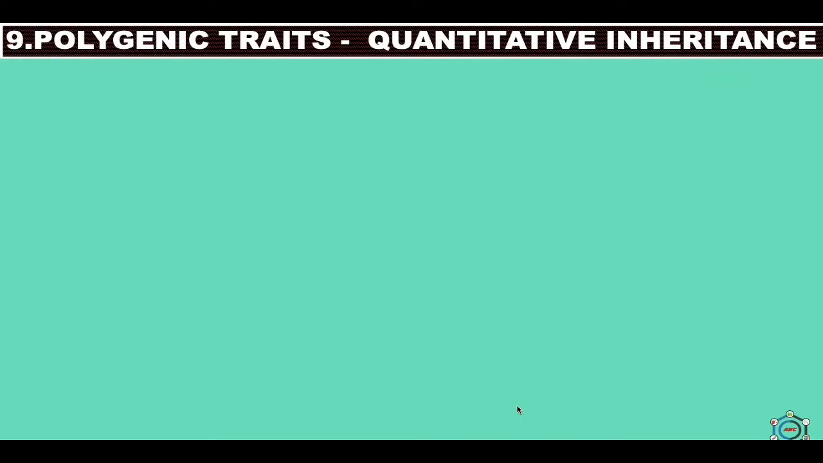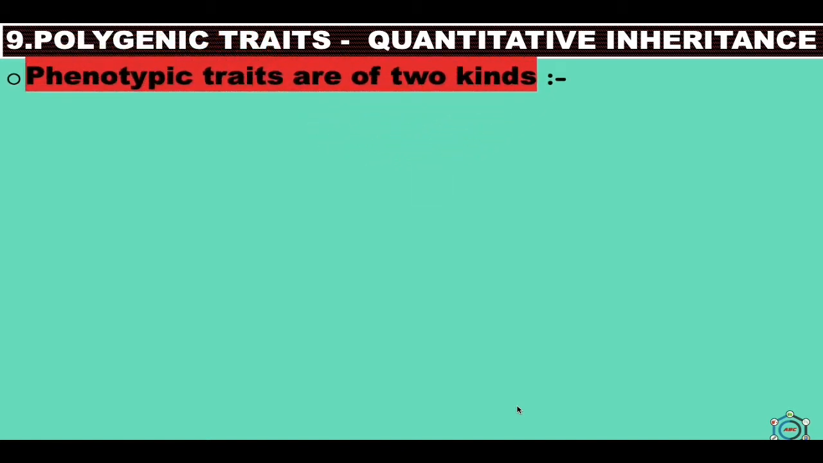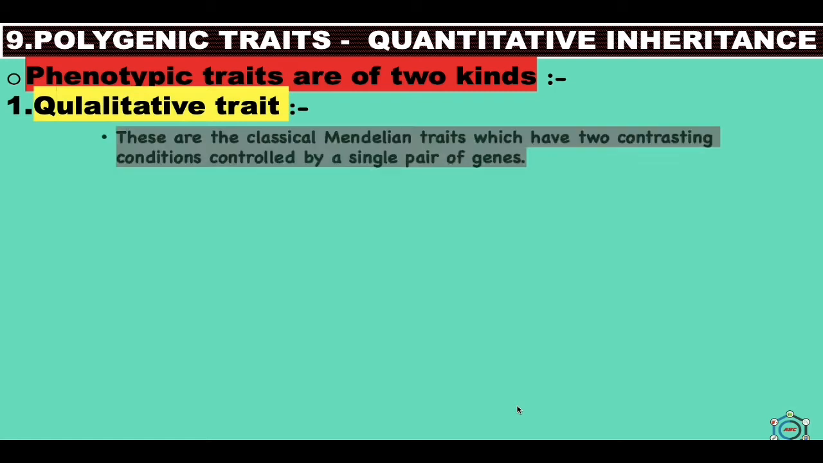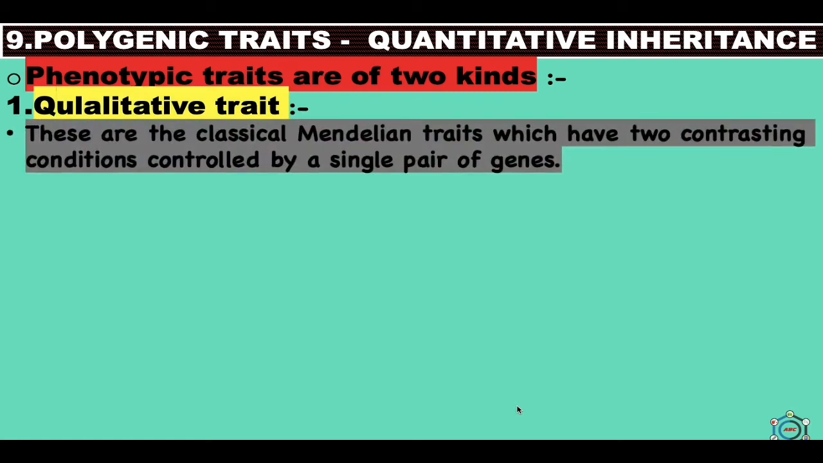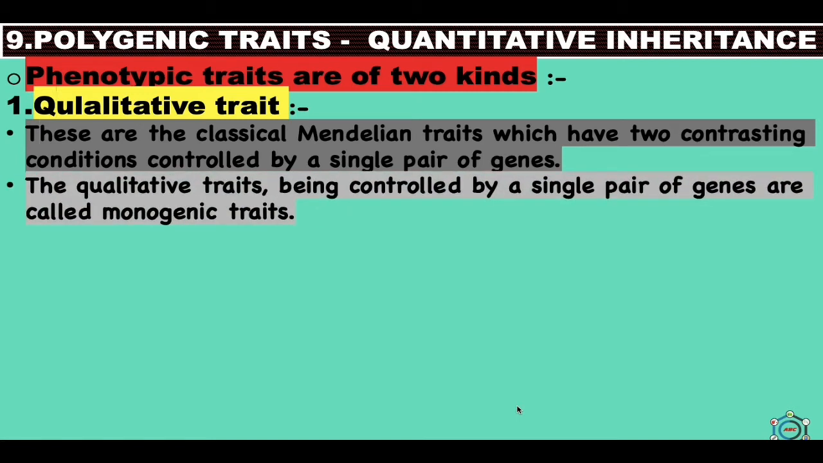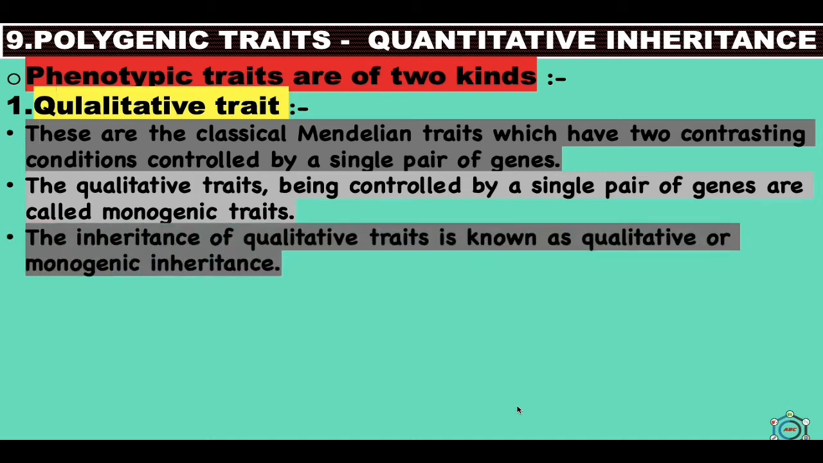Now, the polygenic traits or quantitative inheritance. Phenotypic traits are of two kinds, in which the first one is qualitative trait. These are the classical Mendelian traits which have two contrasting conditions controlled by a single pair of genes. The qualitative traits being controlled by a single pair of genes are called monogenic traits. The inheritance of qualitative traits is known as qualitative or monogenic inheritance.